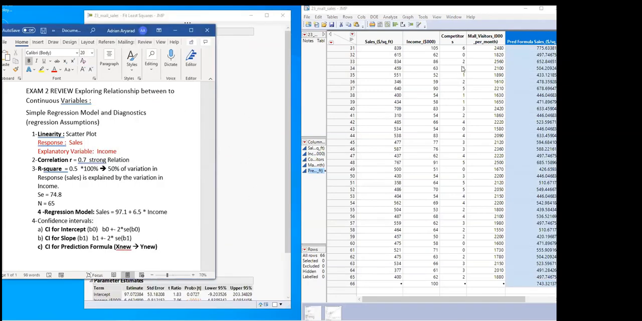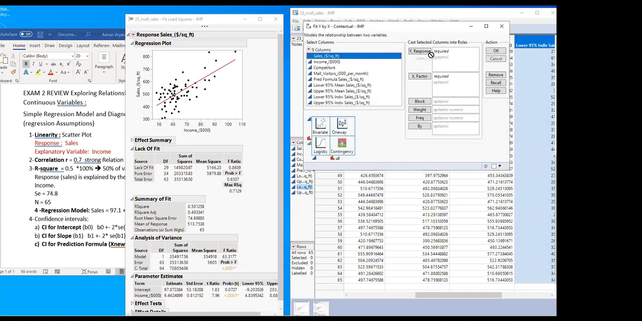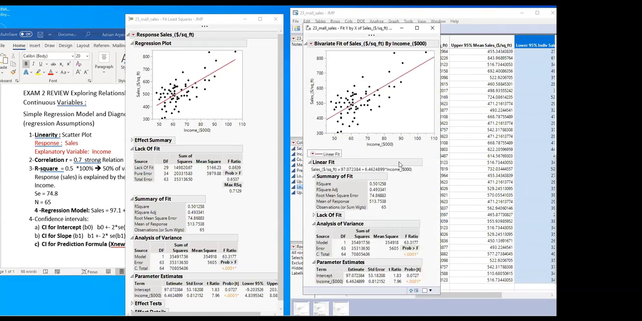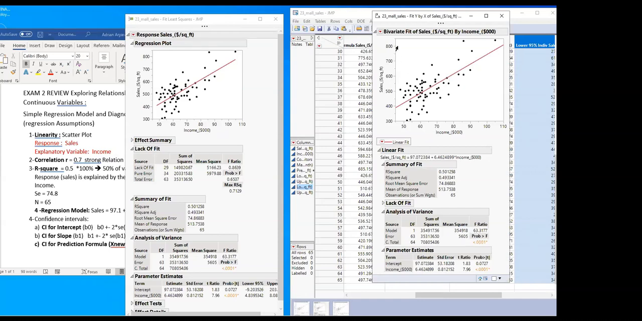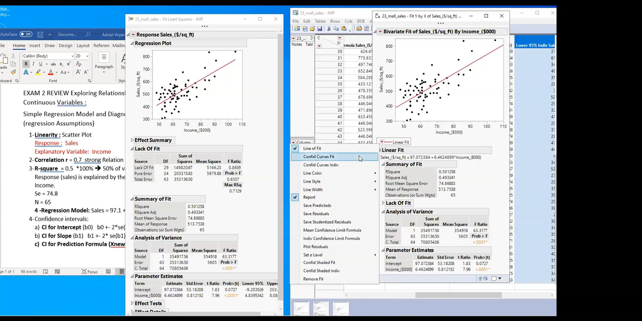And then what else can we check? Let me see. Okay, give me 1 second here. All right, so there are two types of confidence interval we can plot around the regression line. And let me really quick show you where to get them. So click on Fit Y by X and get your Y and X values and click OK. So we have our fit line. And if you want to graph that curve, it's right next to linear fit. And you just need to select the confidence curve fit.